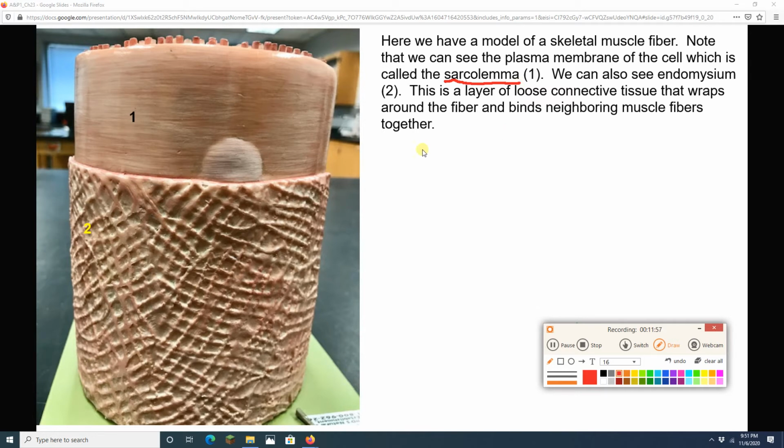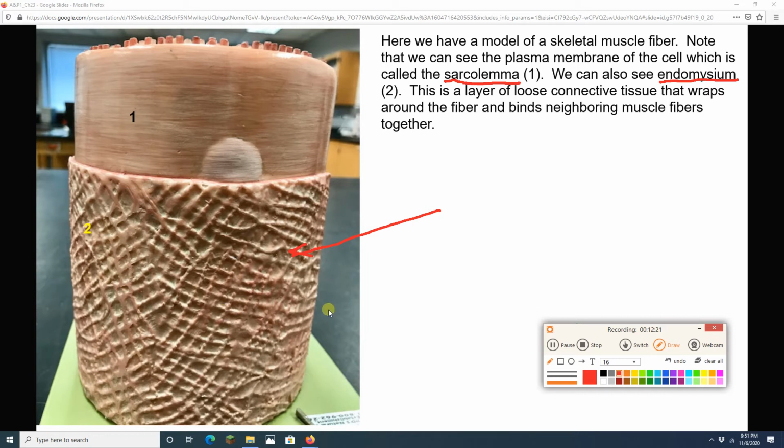Okay, around it, we see a layer of connective tissue called the endomysium. So it's kind of a loose connective tissue. We see the fibers in there. It is going to bind neighboring muscle fibers together. You got to remember that there was an endoneurium around the axon. We have an endomysium around the muscle cell.